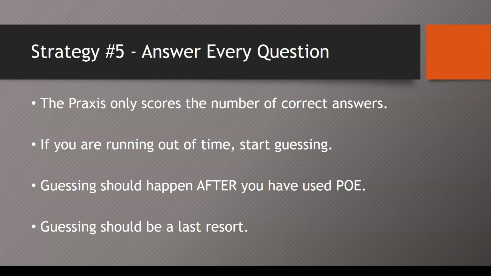Finally, strategy number 5, answer every question. The Praxis only scores the number of correct answers, so if you're running out of time, start guessing. Guessing should happen after you use the process of elimination, and it should be the last resort, but you need to answer every question.